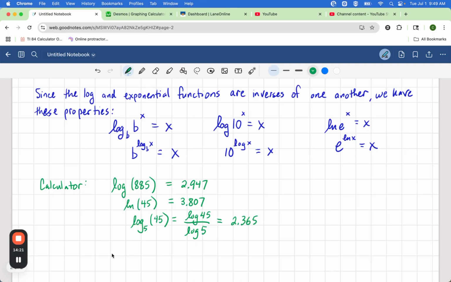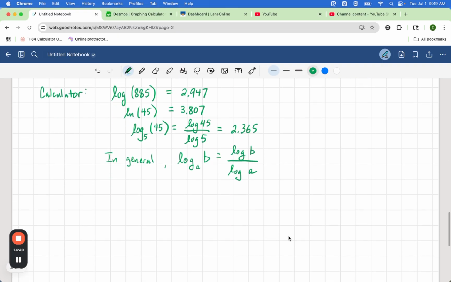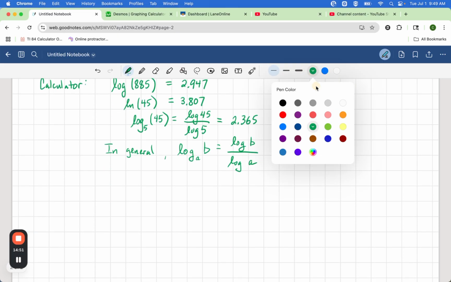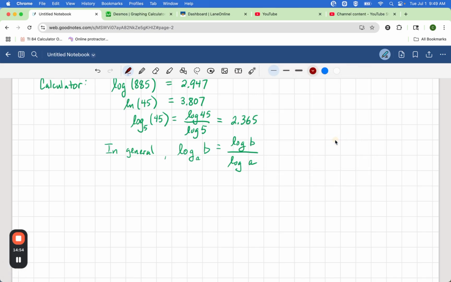So this last thing in general, this thing called the change of base formula, if you have log base A of B, we're just going to do log of B divided by log of A. So we change the base to base 10. All right. You could also do ln of B over ln of A. All right. Just in case that comes up. Okie dokie, moving on.